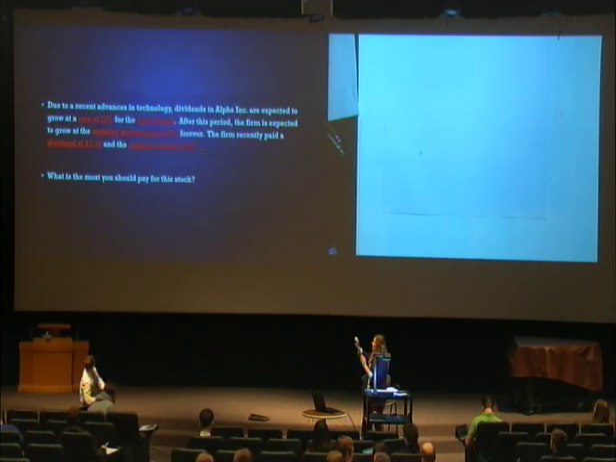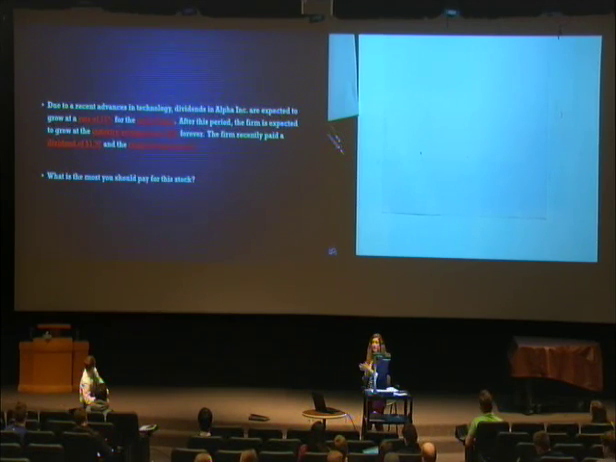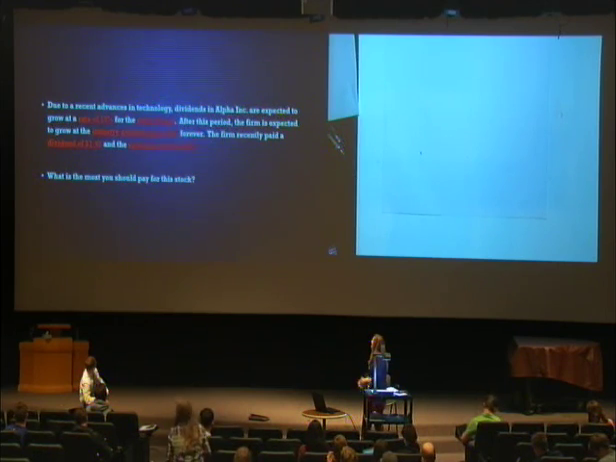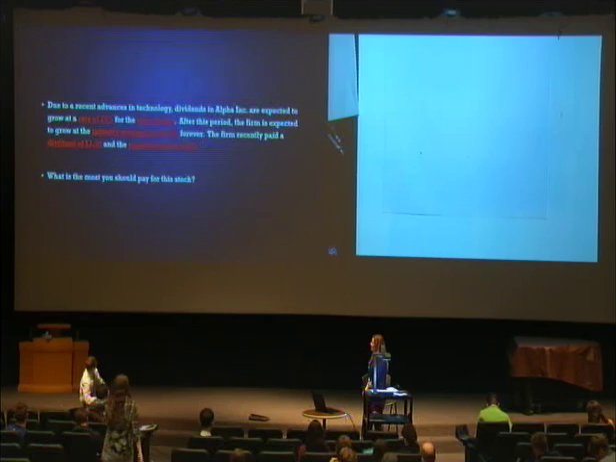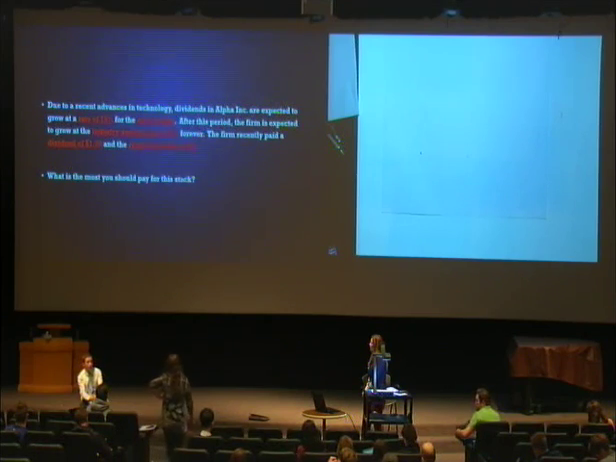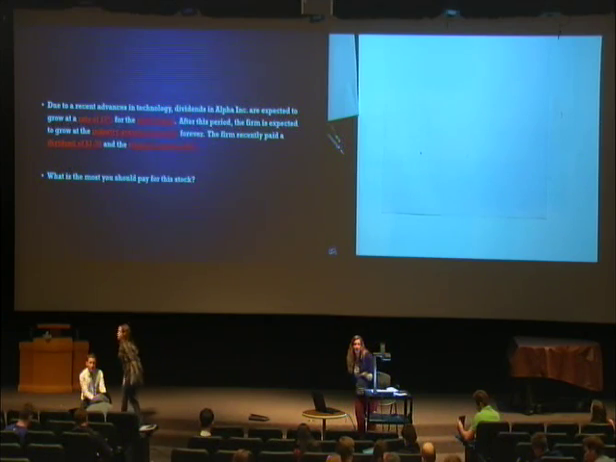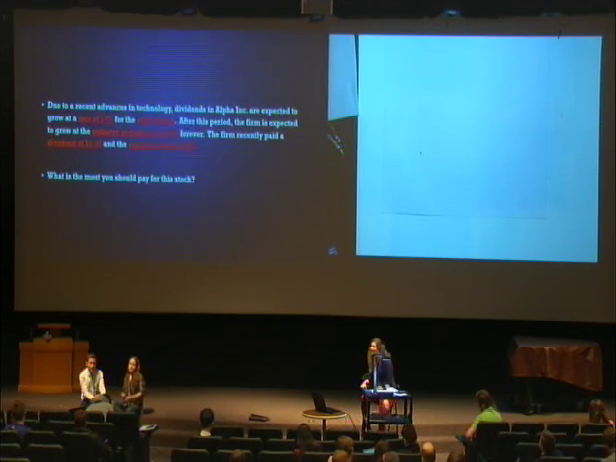So first of all, I'll just read it to you. Due to recent advances in technology, dividends in Alpha Inc. are expected to grow at a rate of 15% for the next 2 years. You should be writing down these key numbers as we go over this. After this period, the firm is expected to grow at the industry average rate of 4% forever. The firm recently paid a dividend of $1.50, and the required rate of return is 8%. I'll give you a second to write down all of those things because they're all pertinent.